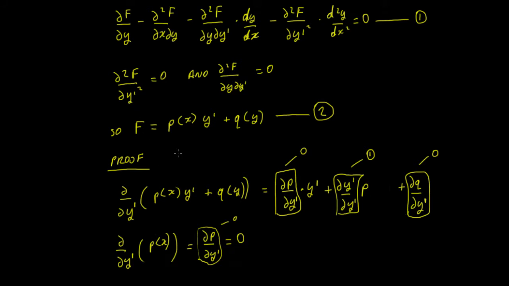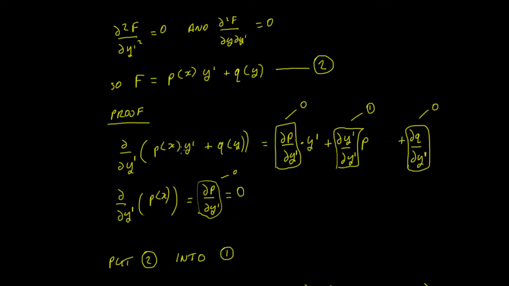So we'll just quickly read through this one here. If we differentiate it once with respect to y derivative, this is a multiplication of two functions, so you've got to use the product rule. We're going to have partial p by partial y derivative times y derivative, and then partial y derivative by partial y derivative times p. Those are two terms, and then the final term is just partial q by partial y derivative.